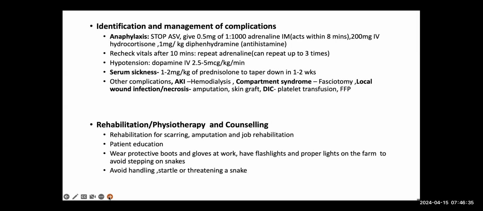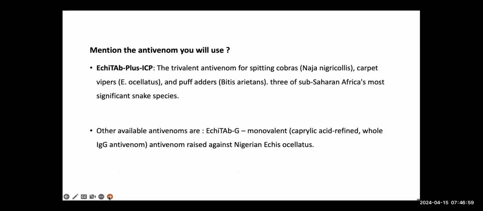Another part that is important here would involve patient education. So you want to tell him about snake bites, where he shouldn't go, how he should run his farm, about what to do when he has a snake bite the next time. Then you also want to educate and counsel him about wearing protective boots and gloves at work, having flashlights and proper lighting at his farm, avoiding stepping on snakes, and avoiding handling or startling or threatening a snake.